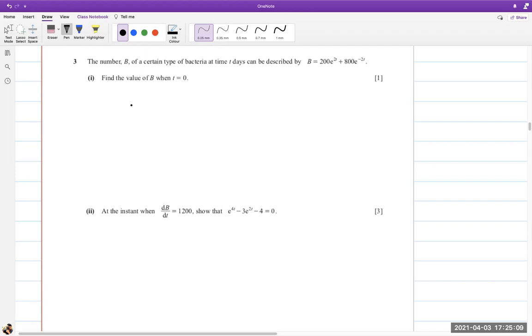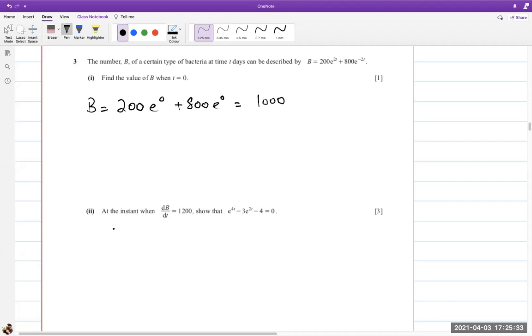So when t is 0, this whole exponential thing becomes 1. So you get B equals 200 e power 0 plus 800 e power 0 again. So that is 1000. So that's how many bacteria you have in the beginning. They're saying when dB by dt is 1200, basically the rate of growth of these bacteria, when that rate is 1200, show that this is equal to 0.